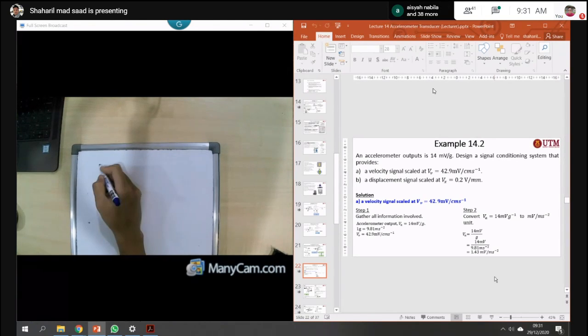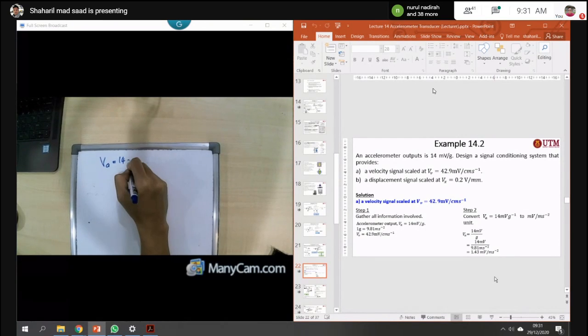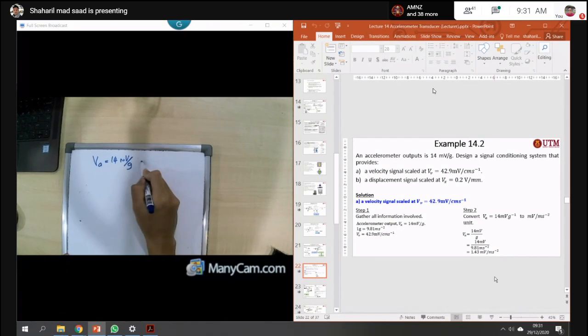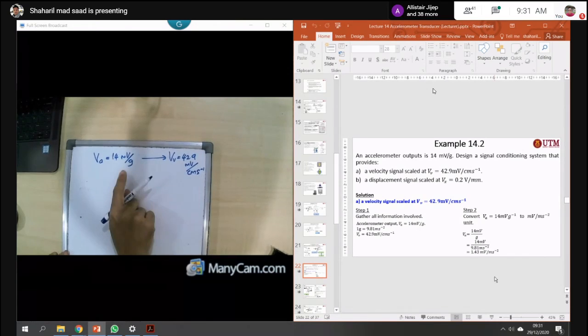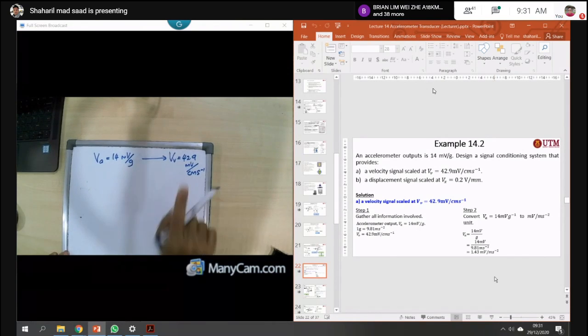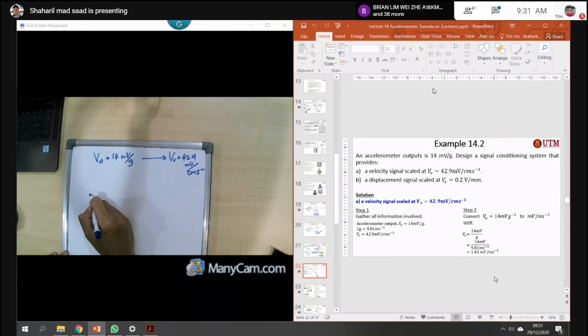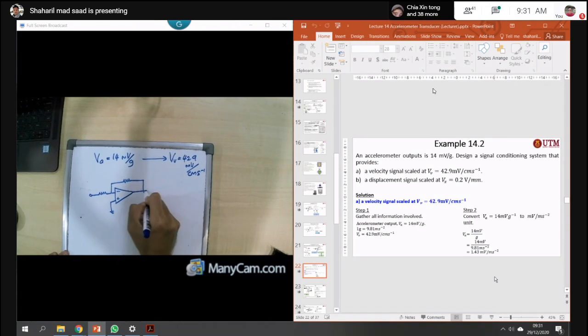Right now you want to get from the voltage acceleration VA, which I put equal to 14 millivolt per G, to a VV equal to 42.9 millivolt per centimeter per second. So this is what you want to get, from VA to VV. That means you will only have one integral, right? One integral.